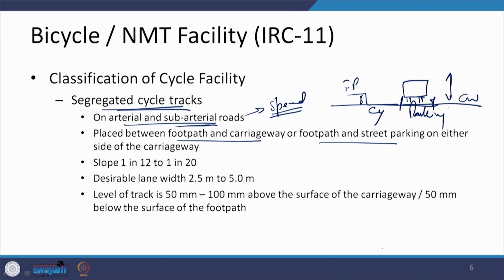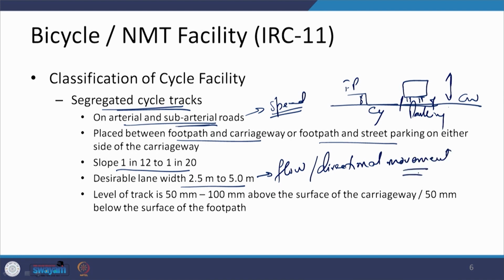When we are providing these facilities, they can have a slope of 1 in 12 to 1 in 20. The desirable widths are 2.5 meters to 5 meters depending on the flow, how much is the flow, and depending on the directional movement. So, if you are talking about bidirectional, then obviously you need to have more width, and if the bicycle traffic or the flow is quite high, then also that may be a requirement.